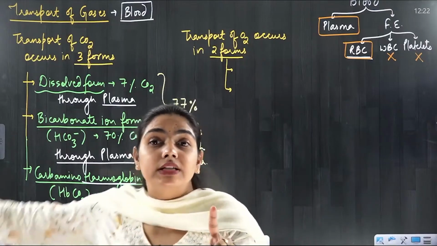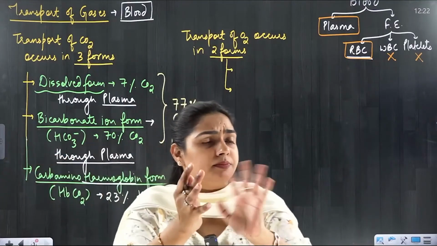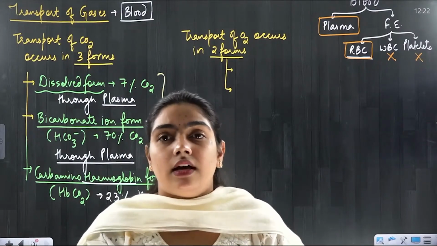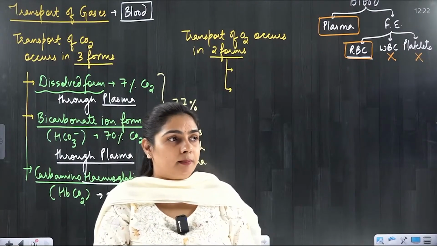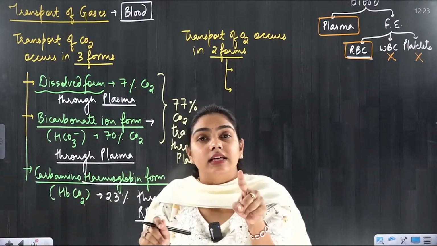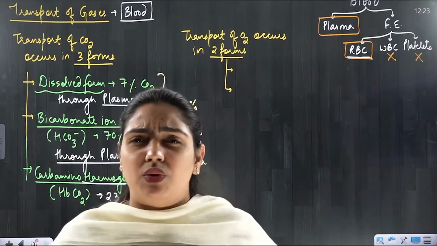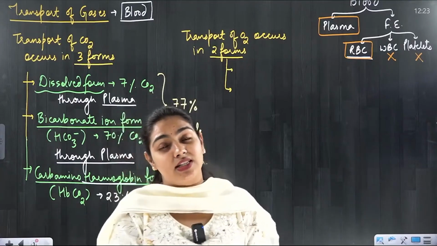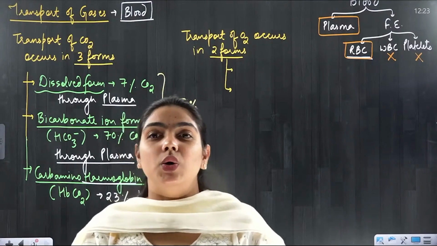So, through plasma, how much CO2 will travel? 77%. 7% in dissolved form. Simply, it is dissolved. 70% in bicarbonate ion form. I will teach you in further class how this bicarbonate ion is getting formed in detail. But first of all, you should understand this. And then, how much percentage through the RBC? Inside the blood only RBC is there. 23% CO2 will go inside the RBC. It will say, I don't like plasma, I want to sit with hemoglobin. So, this 23% CO2 will sit with hemoglobin, and then it will form the carbaminohemoglobin.